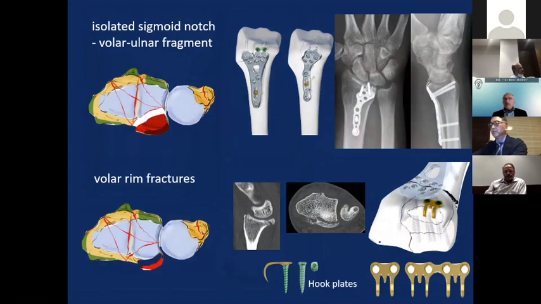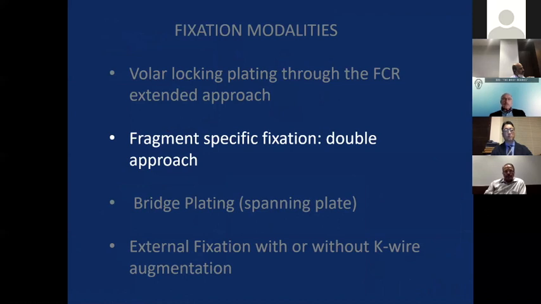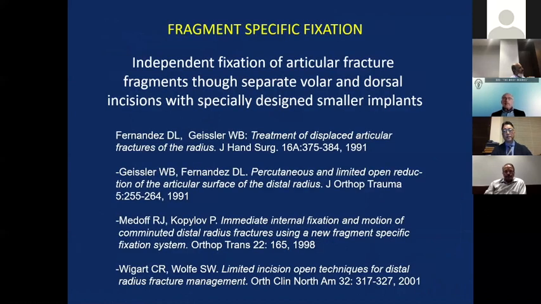If you have isolated fragments, as in these 2 cases, there are smaller plates, fragment specific, specially designed for the volar ulnar corner or for the very small ulnar rim fragment with these hook plates. Again, as you see in this case, there was this additional transfixion of the lunate to the radius temporarily to prevent subluxation. Fragment specific is the independent fixation of articular fractures that do not respond to the fixation of a volar plate. These are smaller implants.